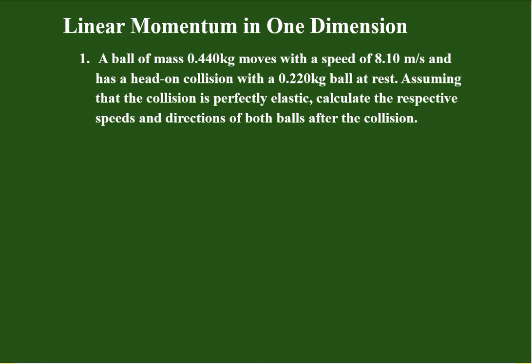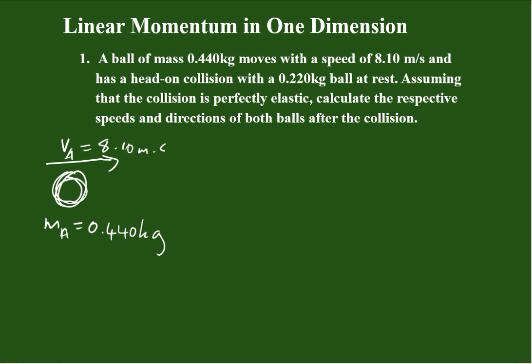Alright, so let's first draw this situation. We've got a ball. Let's call this ball A. So it's mass A, subscript A, and it has a mass of 0.440 kilograms. And it's moving with a speed, so velocity A, and this is 8.10 meters per second. And it's a head-on collision, so there's no moving off at different angles and so on.